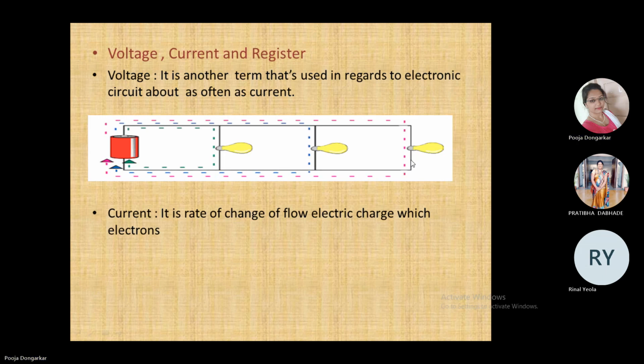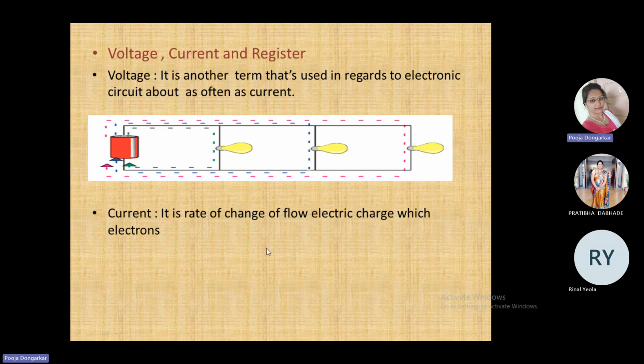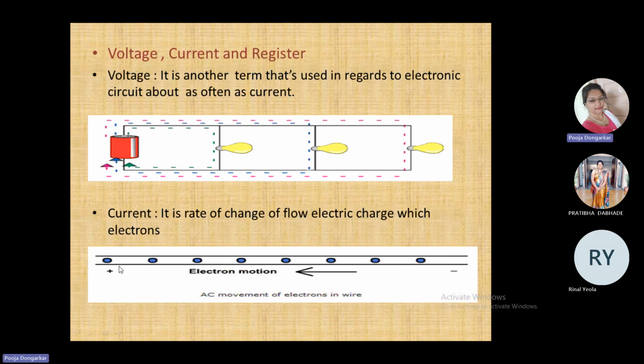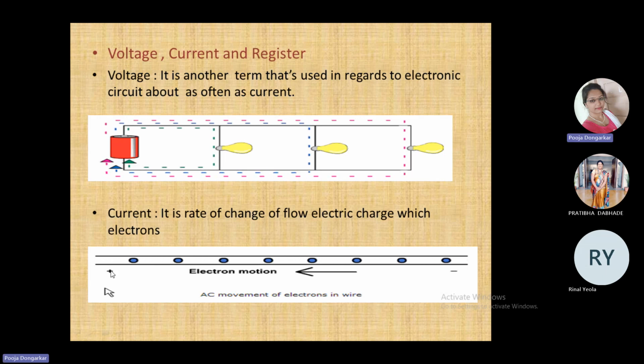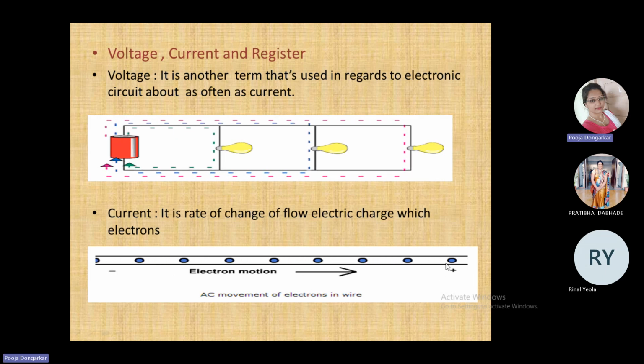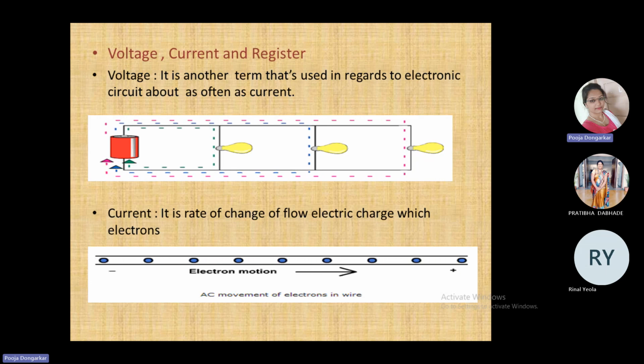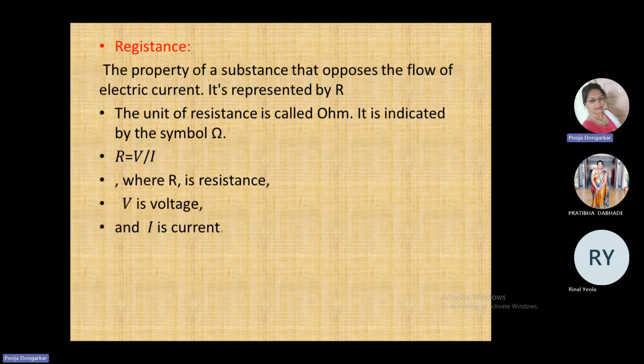Now, what is the current? Current is nothing but the rate of flow of electric charge. It is the electrons, which are negatively charged. You can see these charges. Observe these signs and how they move. Negative charges move towards the positive; this is how electrons move in a wire. Only the rate of flow of electric charge or electrons is the current.